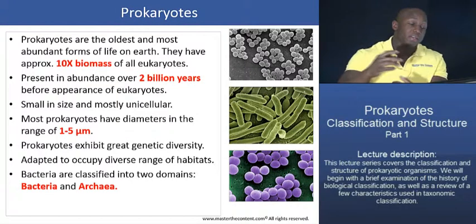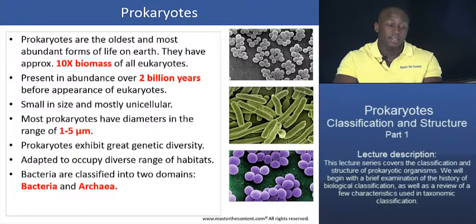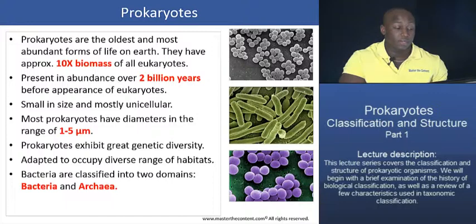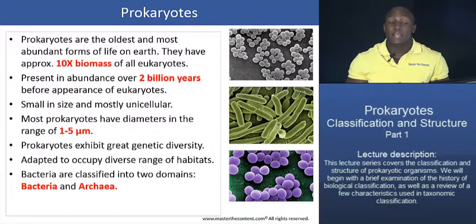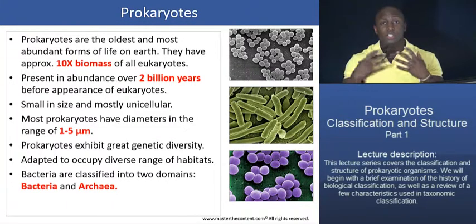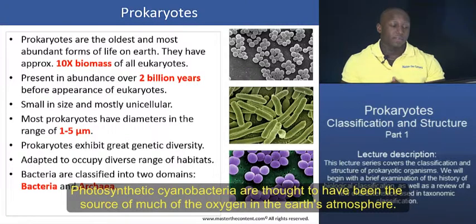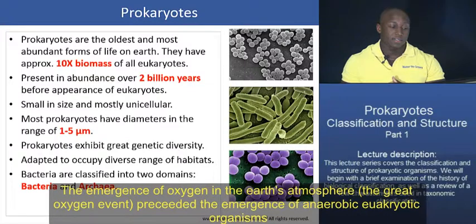Now, prokaryotes actually happen to be the oldest and the simplest and most abundant forms of life on Earth, and they have approximately 10 times the biomass of all eukaryotes on this planet. So you can imagine microorganisms having approximately 10 times the biomass of every other organism on this planet. Now, they've actually been present through most of evolutionary history. They're believed to have been there over 2 billion years before we had eukaryotes appearing. So that's a really significant point to note, because photosynthetic cyanobacteria are thought to have preceded the emergence of eukaryotic organisms by forming oxygen, which allowed these organisms to evolve and come into play.